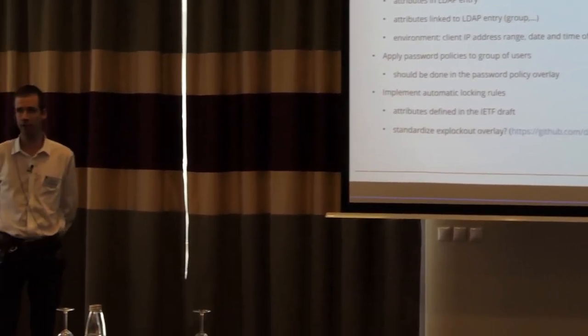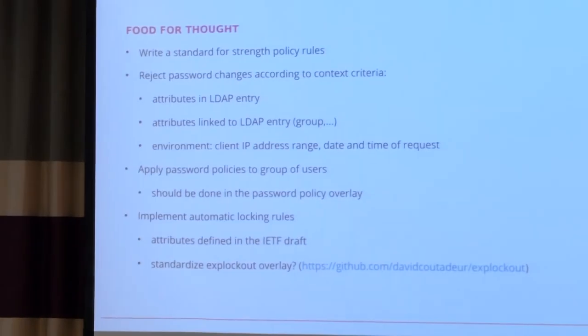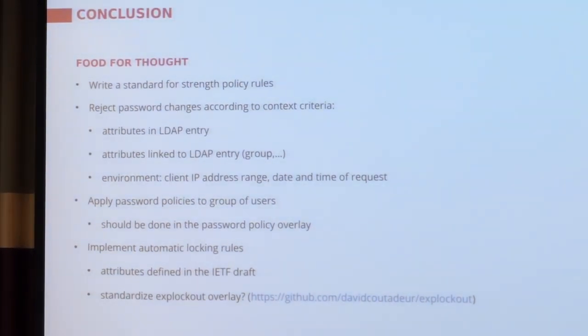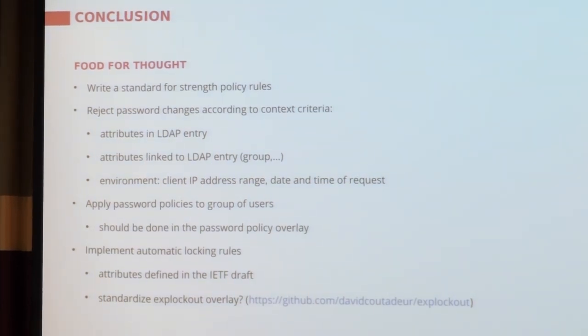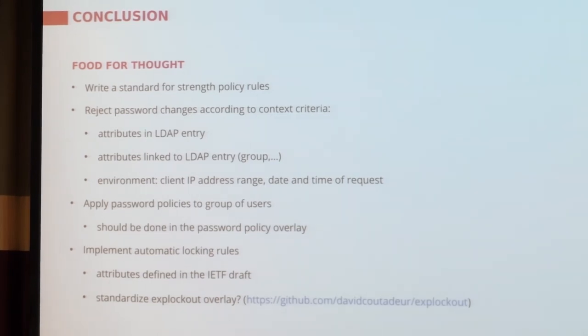The first one is to write a standard for all these extended strength password policies, because you know, only a standard can get things done. The second one is to design a password rejection criterion based on any context criterion. So, for example, any attribute in the LDAP entry, any attribute linked to the LDAP entry, also any environment variable such as client IP, etc. The third one is to find a way to bind password policies to groups of users. And finally, the last one is to implement some kind of protection, some kind of automatic lockout rules.